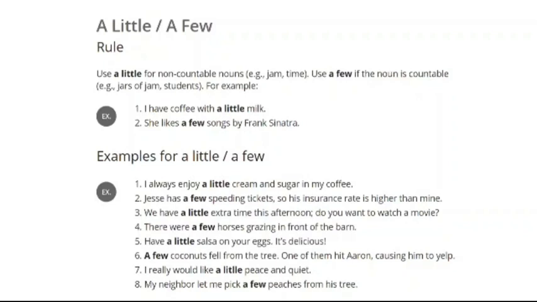Do you want to watch a movie? Have a little salsa on your eggs. It's delicious. A few coconuts fell from the tree. One of them hit Aaron, causing him pain.